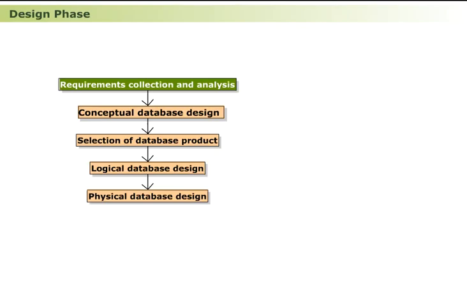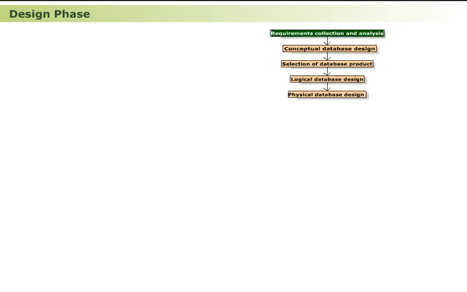Requirements collection and analysis. The requirements collection and analysis is the originating point of a database design. One must know and carefully analyze the requirements collection and analysis for effective database design. The major activities during this phase are the identification of major application areas and user groups that will use the database system.